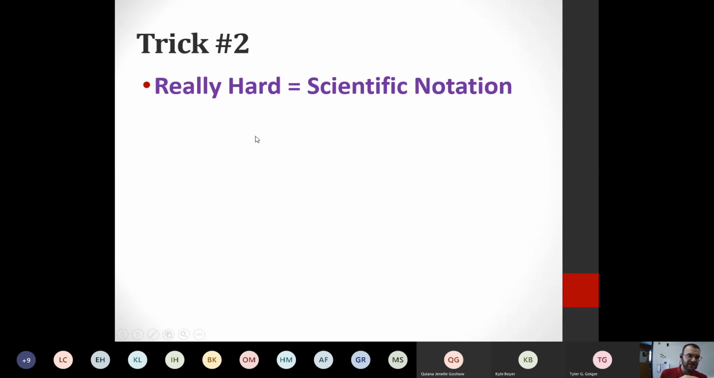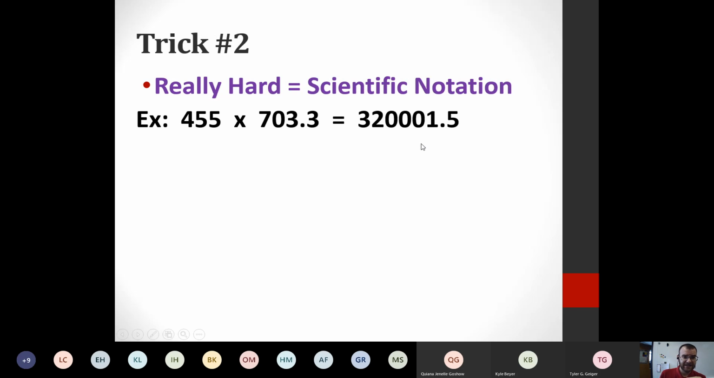Trick 2, if it's really hard, just put it in scientific notation. Scientific notation is fantastic. If you look at this example here, you get all of these digits. Well, which ones can you trust? It's based on how many digits you started with. I started with 3 significant, which means my answer needs to be in 3 significant digits, which is really weird because that means those are significant, but not the rest.